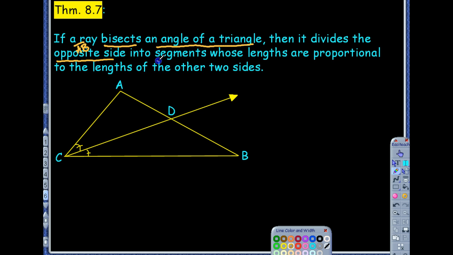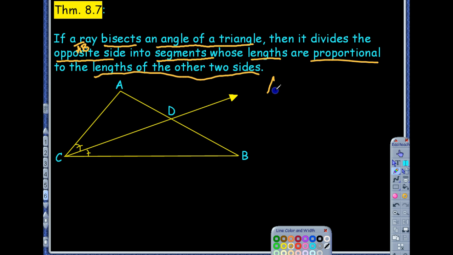Into two segments whose lengths are proportional to the lengths of the other 2 sides. Very wordy. All right, so let's break it down. We have that it's dividing the opposite side. How is it dividing the opposite side? It makes you end up with AD and DB, those 2 segments. It's dividing that side. So let's make a proportion out of that.